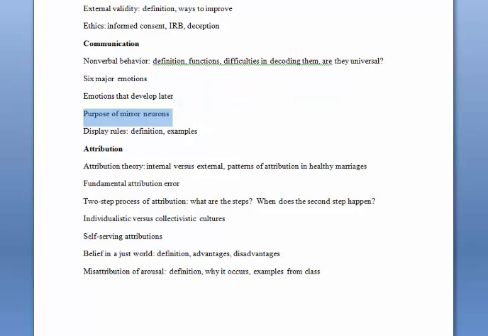Mirror neurons are just special neurons that fire both when we see someone do something as well as when we do something. And so it is our basis of being able to feel empathy and being able to put ourselves in other people's shoes, right?